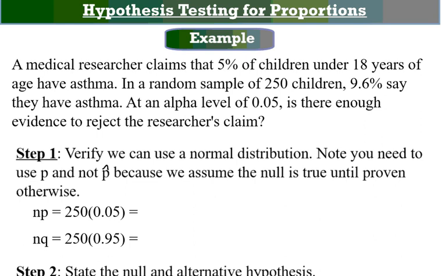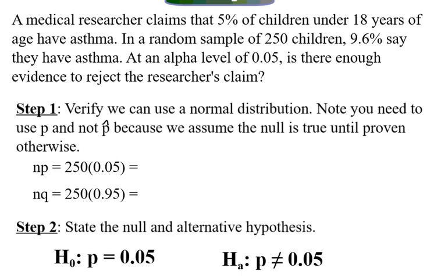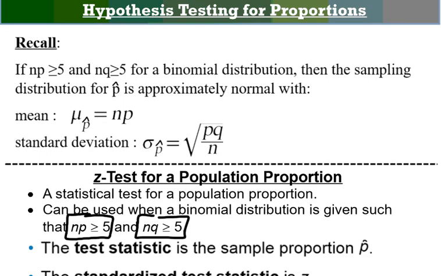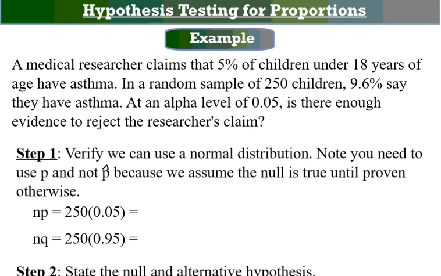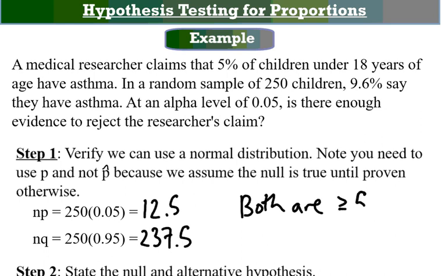First off, verify we can use a normal distribution. Note you need to use p and not p hat because we assume the null is true until proven otherwise. N times p is greater than or equal to 5, and n times q too. Those are not p hats and not q hats. So that'd be 250 times 0.05, which is going to be 12.5. And if this one is at least 5, this one certainly is because that's 0.95 times it. But just to do it, we'll do it anyway. It's 237.5. So both are greater than or equal to 5. So we have a large enough sample.